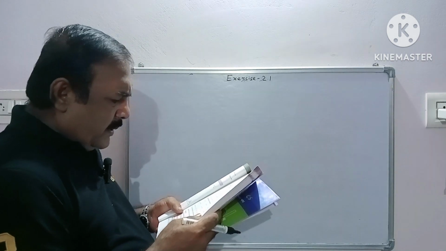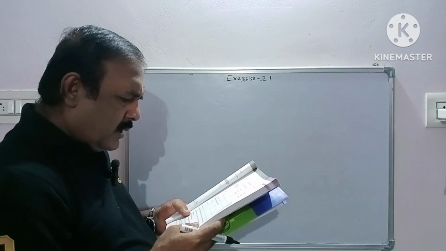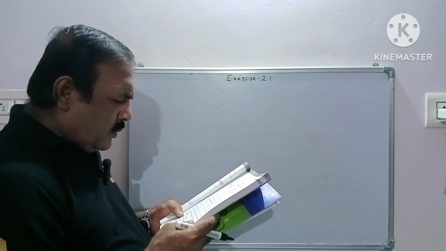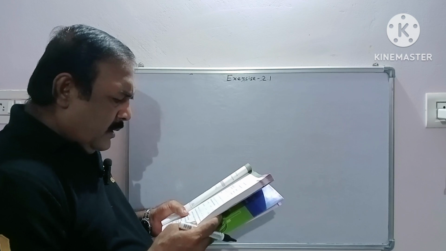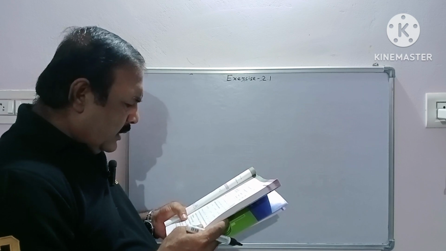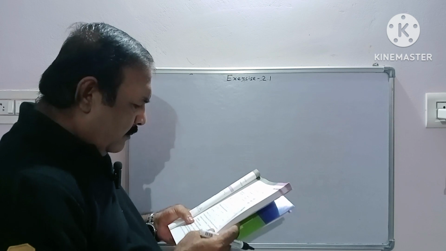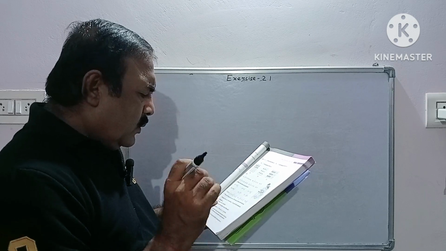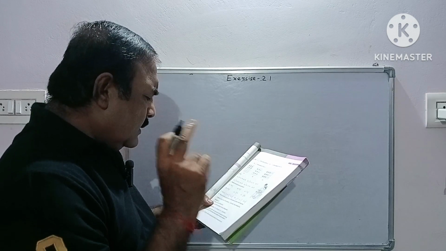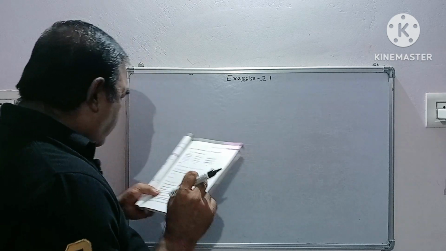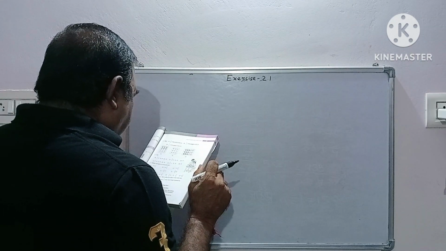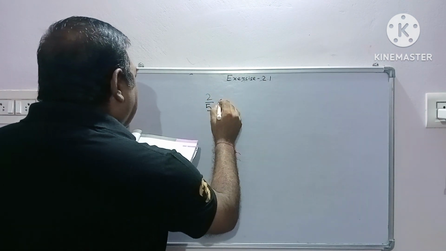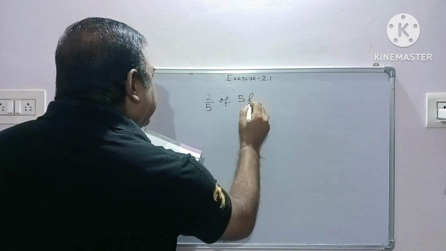Vidya and Pratap went for a picnic. Their mother gave them a water bottle that contained 5 liters of water. Vidya consumed 2 by 5 of the water. Pratap consumed the remaining water. How much water did Vidya drink? You see, Vidya drank how much? The 2 by 5 of the water. So what was the capacity of water? What was the volume of water? It was 5 liters. So Vidya consumed how much? The 2 by 5 of 5 liters.